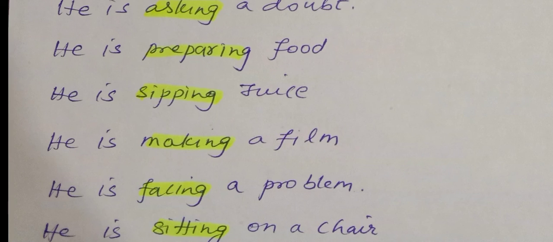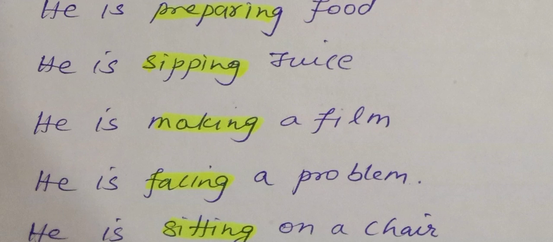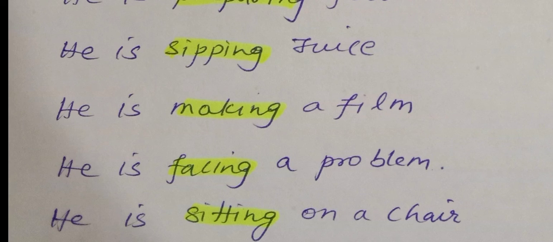Let's move to the 14th one. He is making a film. वो एक फिल्म बना रहा है. The ing form in this sentence is making. The verb form of making is make.